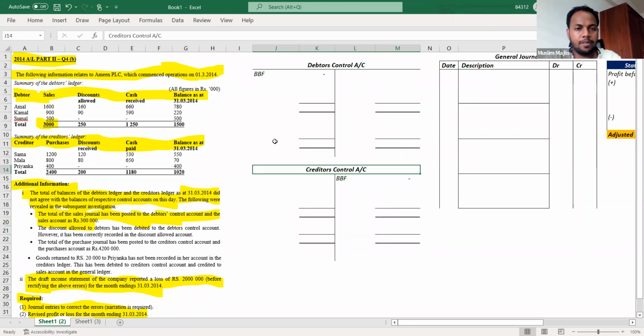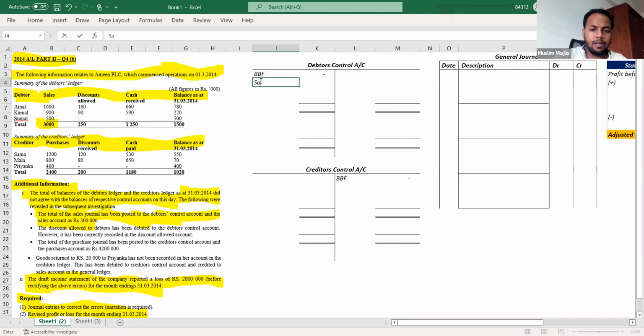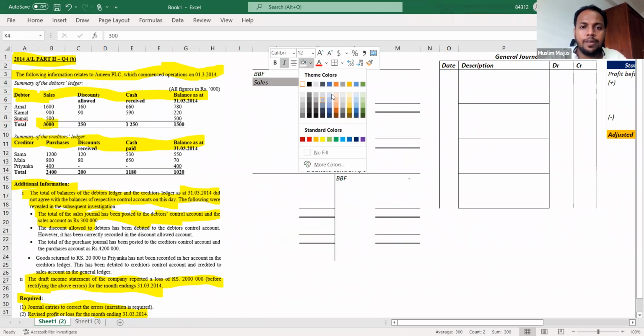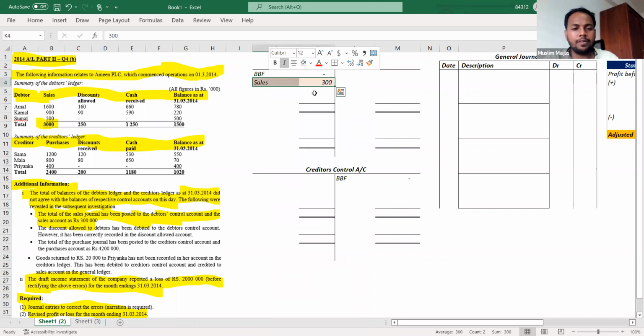Sales. Here. Write the wrong entry. What they have made, they have recorded as 300. So that is wrong. Okay. So this is the first transaction that they have made. So I'm just writing that 3,000.